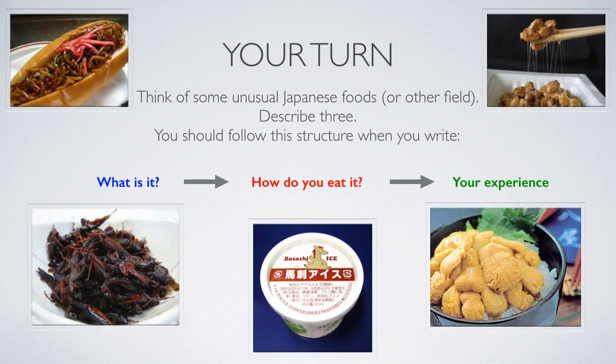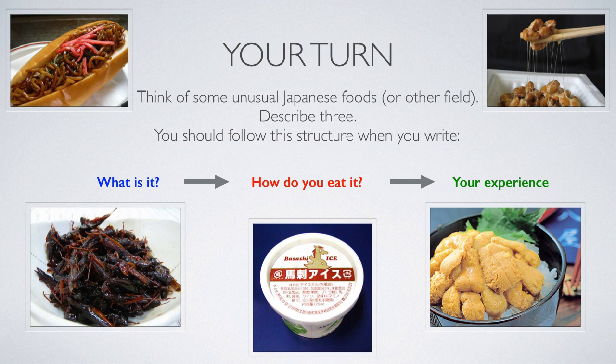Yakisoba, crickets, raw horse, flavored ice cream, yummy. Sea urchin, and natto, that is, fermented soybeans. Remember to add an introduction and a conclusion to your passage, and you'll be as right as rain.